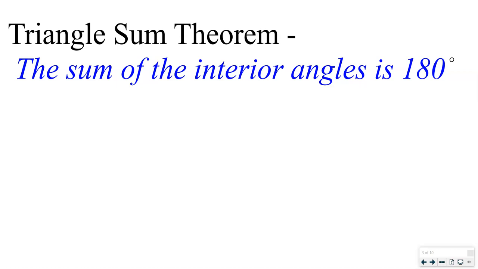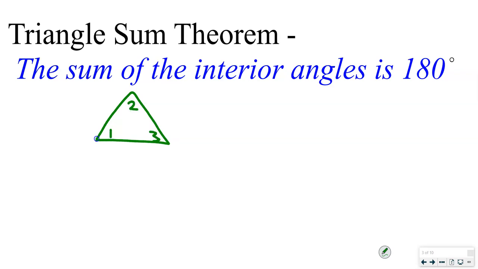All right, 4.1, part 2. We're going to talk about the triangle sum theorem and the exterior angle theorem. The triangle sum theorem states that the sum of the interior angles of a triangle is 180 degrees. So all angles in a triangle are going to add up to 180 degrees.